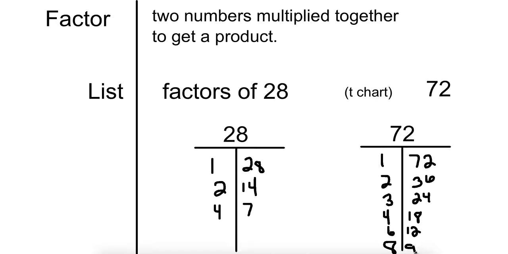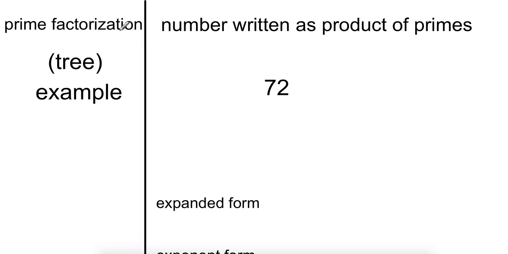So there's an easier way in case you missed factors, and that is called prime factorization. It's a number written as the product of prime numbers. So the product, multiply, of primes. Let's get that definition written in our notebook. And let's look at that same number, 72.